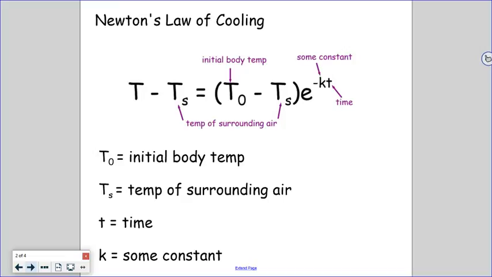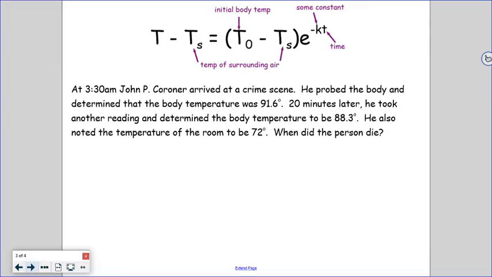K is going to be just some constant. And then T represents the amount of time that has passed. Sometimes that's what we're solving for. Sometimes we know that and we're solving for the temperature at the end. What we're going to see on this problem is seeing this in a couple different ways and how we can utilize this in a complex manner. So let's look at a problem that involves this Newton's law of cooling.